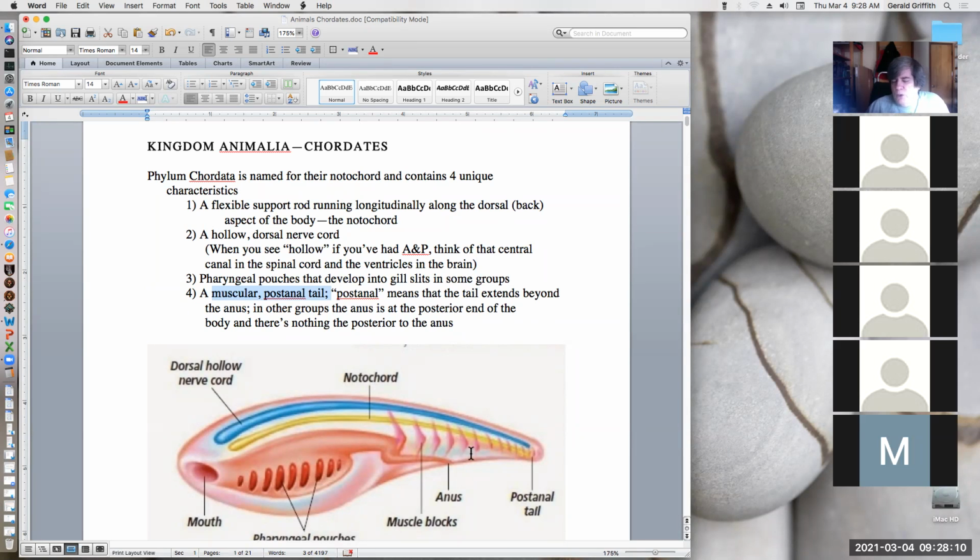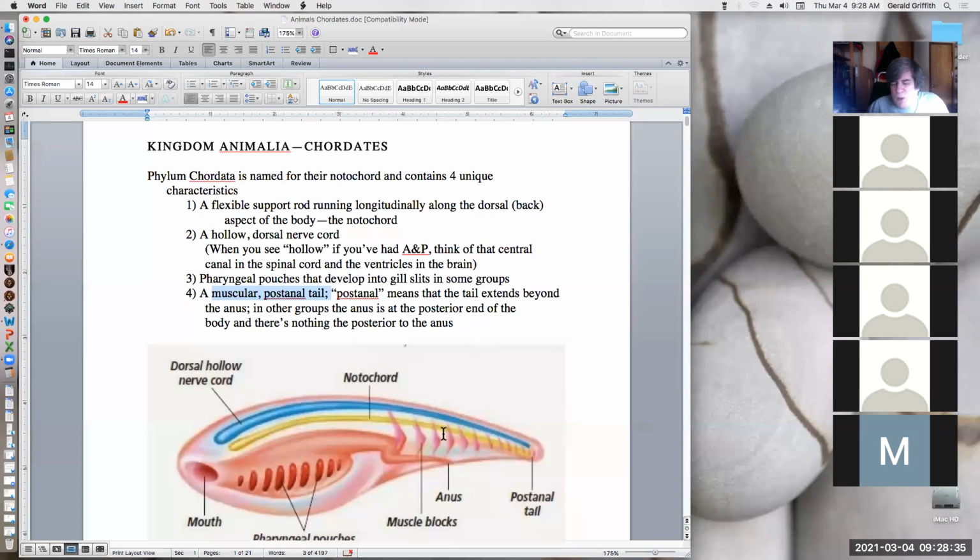So in most chordates, this postanal tail, the key is that it's muscular. And that means that this postanal tail, think about how a fish swims, if you've ever seen them flipping their tail fin back and forth. This postanal tail is going to usually help the chordate to swim.